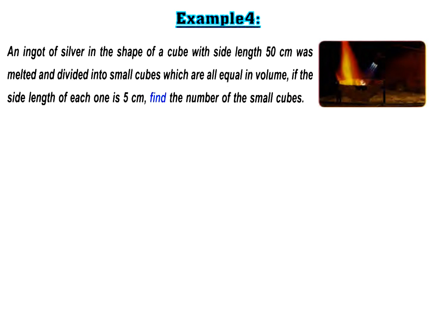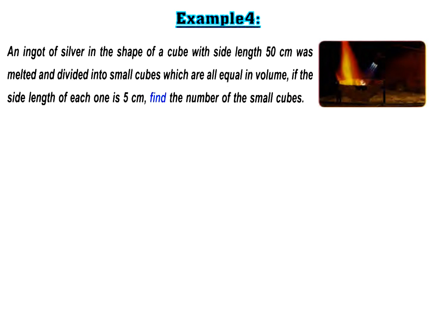Give me your attention. If he requires me to get the number of small cubes or small packets, generally the number of something, I will divide the greater volume by the smallest volume. In volumes, if he requires the number of small cubes, small packets, or any small items, I will divide the greater volume by the smallest volume. What's the greater volume? The volume of the original cube, the ingot of silver, with edge length 50.